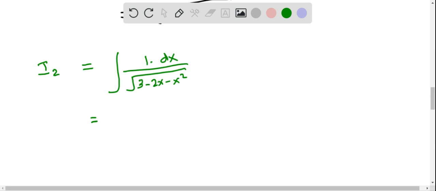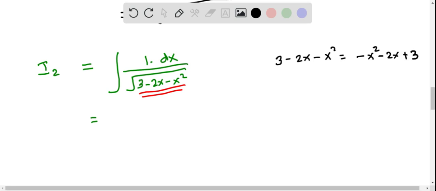Okay, so to evaluate this integral, first we need to write down this factor 3 minus 2x minus x squared using the completing the square method. So first let's do that. I'm going to rewrite 3 minus 2x minus x squared as negative of x squared minus 2x plus 3. I write it in the form of decreasing powers of x. Now I am going to factor out a negative from all the terms, which means I will get x squared plus 2x minus 3.